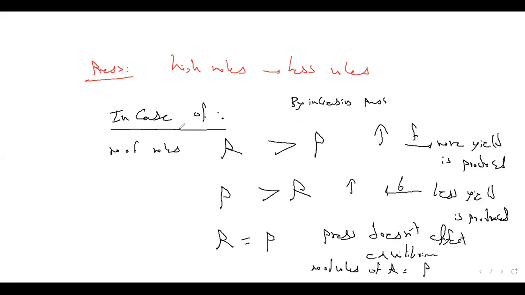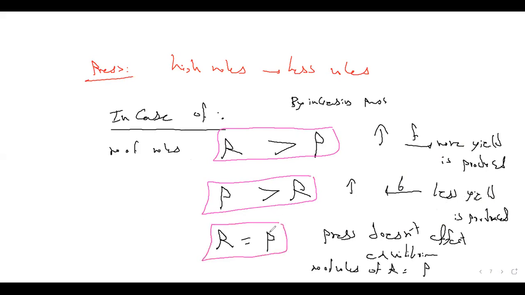The last one, pressure. We said in pressure, the reaction moves from high moles to the less moles. In case the number of moles of reactants is greater than products, this means that the reaction moves forward and more yield is produced. If the number of moles in product is greater than reactants, then by increasing pressure, the reaction moves backward and less yield is produced. In case the number of moles of reactants equals the number of moles in products, this means that pressure doesn't affect the equilibrium state.